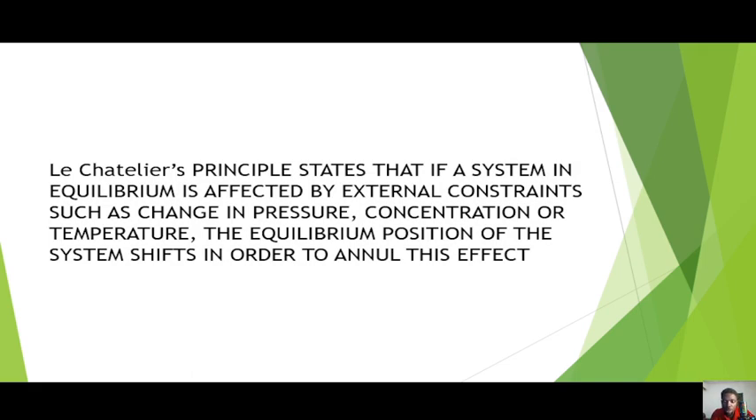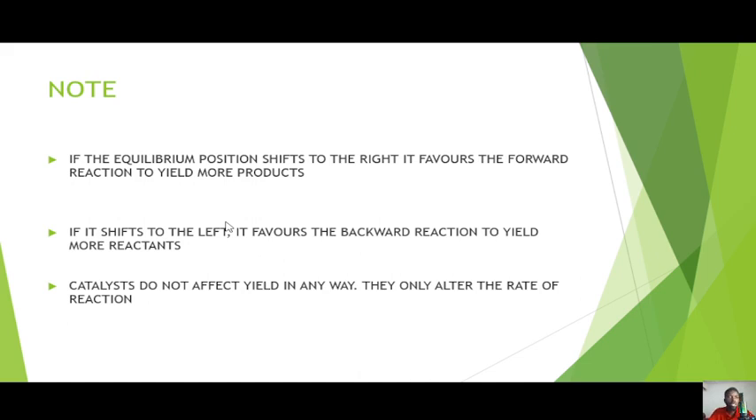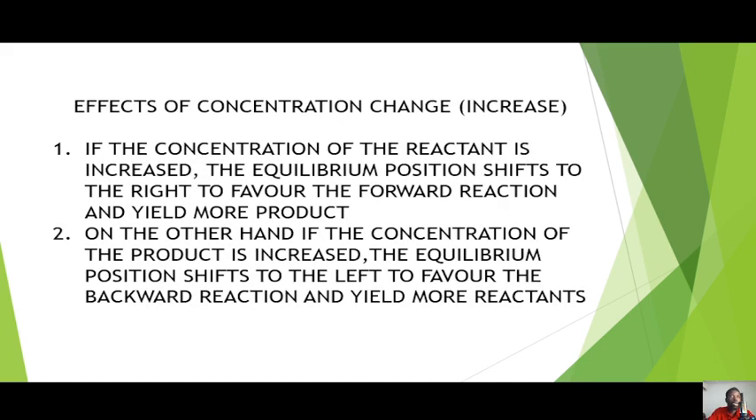Having said this, let's consider the different constraints that affect equilibrium and how these things affect a system in equilibrium. So we're going to start with the first one. Let's get our slide open. We're going to start with the very first one, and that first one is effects of change in concentration.